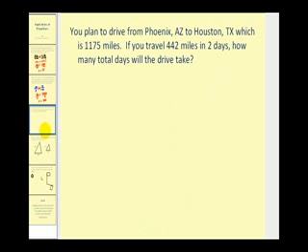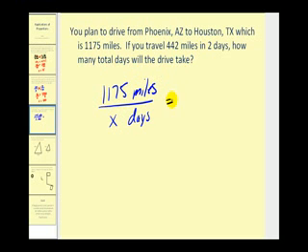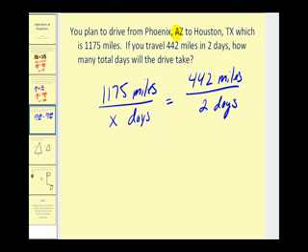On this problem, you plan to drive from Phoenix, Arizona to Houston, Texas, which is 1,175 miles. If you travel 442 miles in 2 days, how many total days will this drive take? We're going to compare miles to days for our two rates. So the first rate will be 1,175 miles to the total number of days, which we don't know, so we'll say X days, must equal the rate of 442 miles per 2 days. And of course, this problem does assume that we would travel at a constant rate per day.